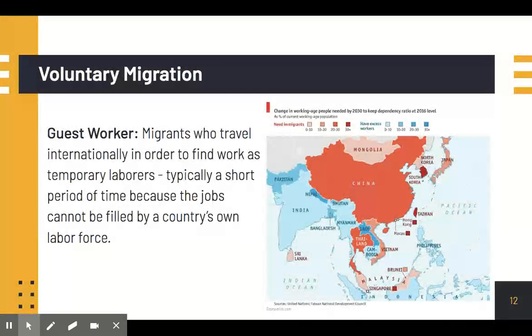A guest worker is a migrant who travels internationally in order to find work as a temporary laborer. So you saw some examples of that when you analyzed some population pyramids, perhaps. Anytime you see a jut out of a particular working age men, for instance, this is a great example or great insight into the guest worker phenomenon.